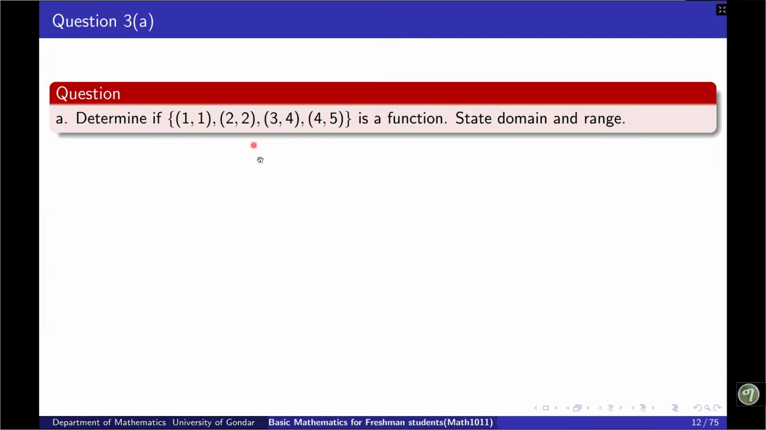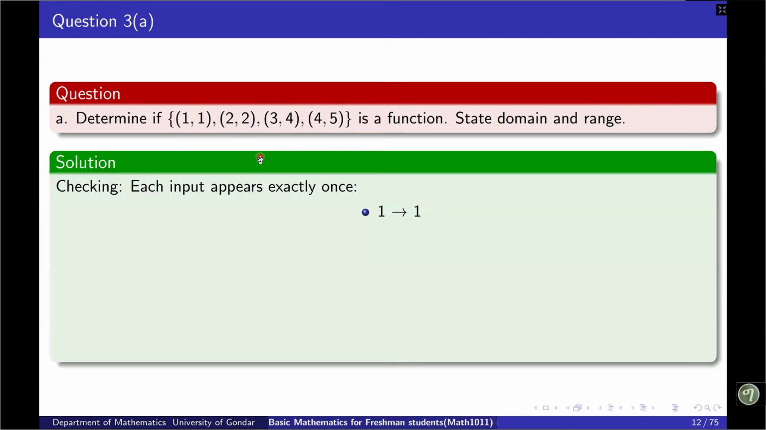So when we observe here, we know that 1 is paired with 1. There is no other image other than 1 for 1. 2 is also paired with 2. 3 is also paired with 4. And 4 is paired with this one, that is 5. So there is no element of the first coordinate which is paired with more than one element within the second one. Therefore, this is a function.